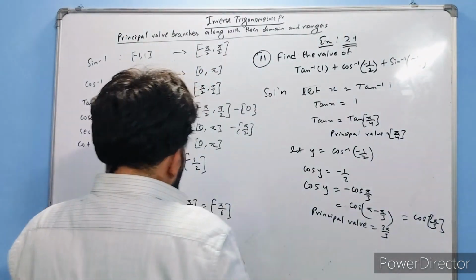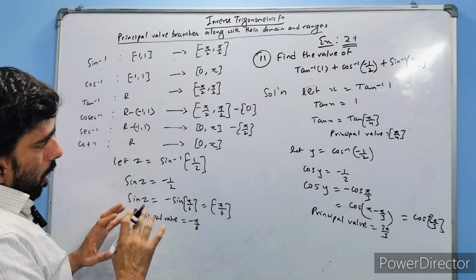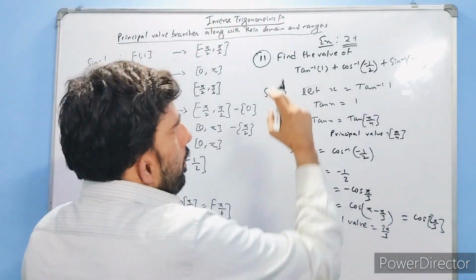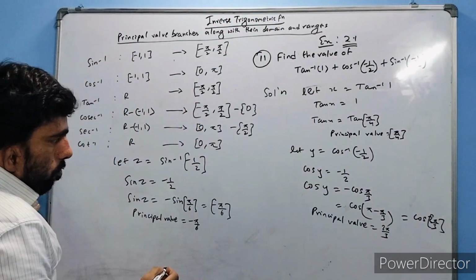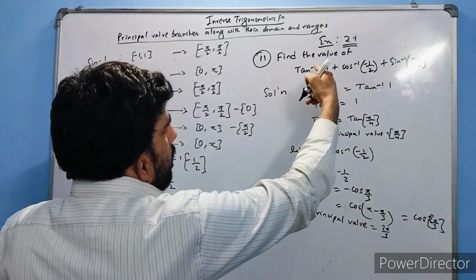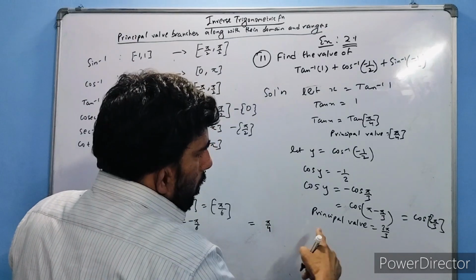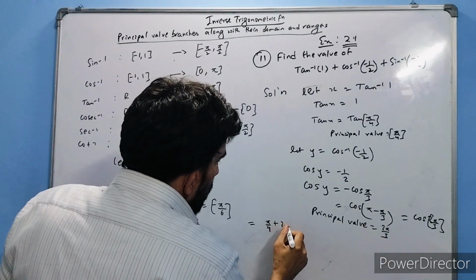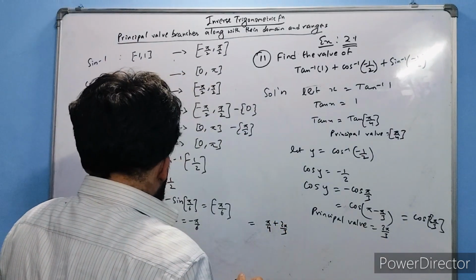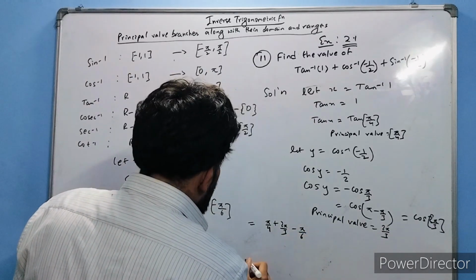Now we have 3 values: first one, second one, third one. I will put all these 3 values in this question so that I can find my solution. So what will be my final solution? For tan inverse 1 I got pi upon 4, for cos inverse minus half I got 2 pi upon 3, and the third value I got is minus pi upon 6.